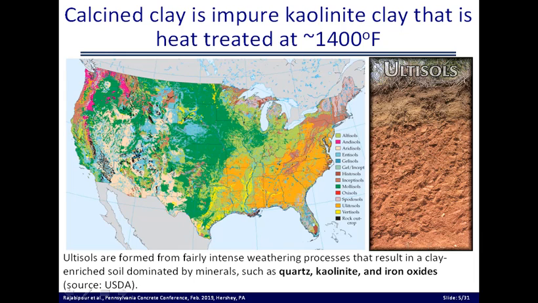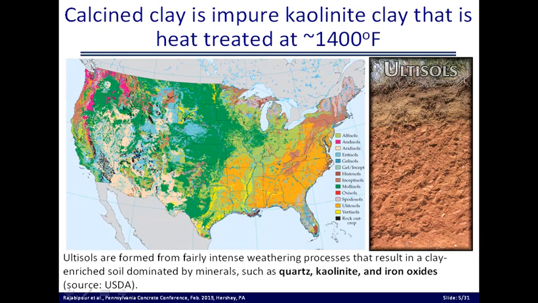In the map of the U.S., the areas that we see in orange, which is large parts of the Mid-Atlantic and southeastern United States, have an abundance of so-called ultisols, which are highly weathered soils that are rich in minerals such as quartz, kaolinite, and iron oxide. Kaolinite is the clay mineral which has high pozzolanic potential after it's heat treated, or calcined. Quartz is an inert mineral, and iron oxide, or hematite, which is present in a few percent, is responsible for the orange to red color.